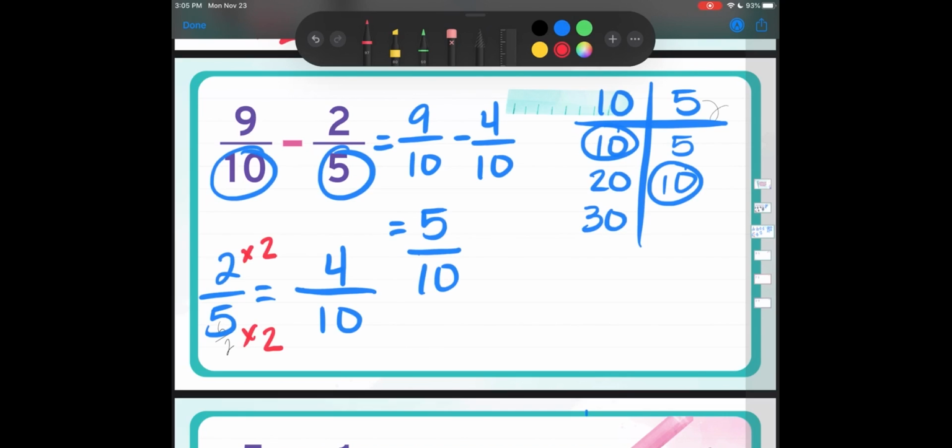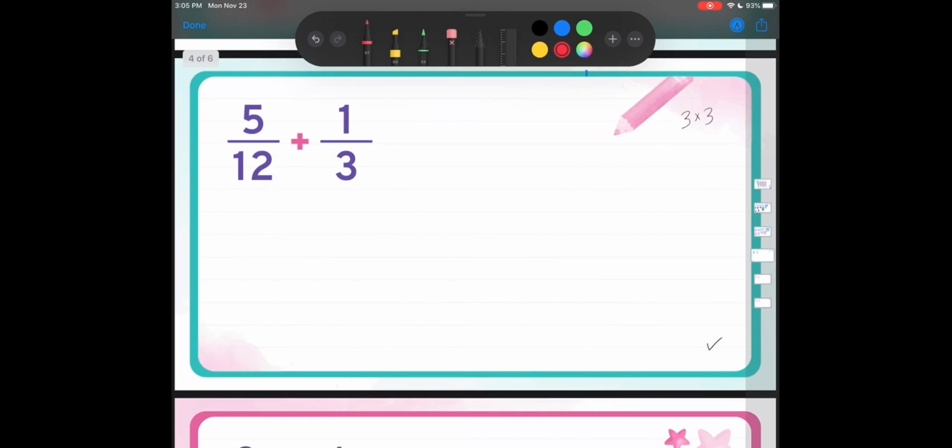Now, if we can simplify our final answer, we should. We can simplify 5/10, right? 5 and 10 can both be divided by 5. So we're going to divide both the numerator and denominator by 5. 5 divided by 5 is 1. 10 divided by 5 is 2. So our final answer is 1/2. So 9/10 minus 2/5 is equal to 1/2.